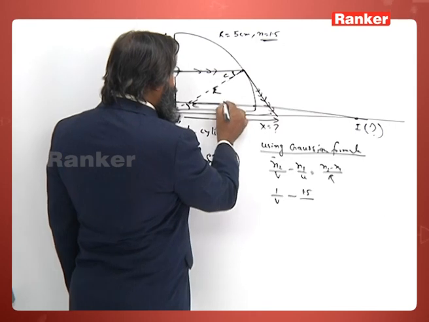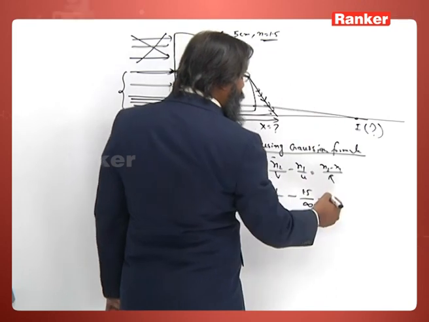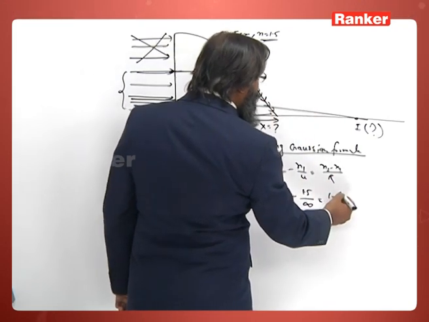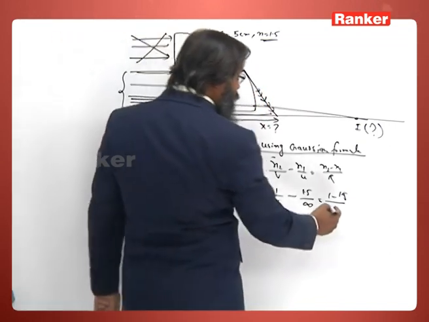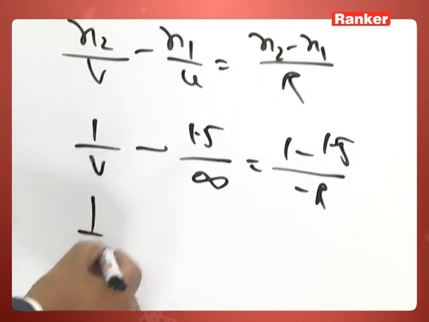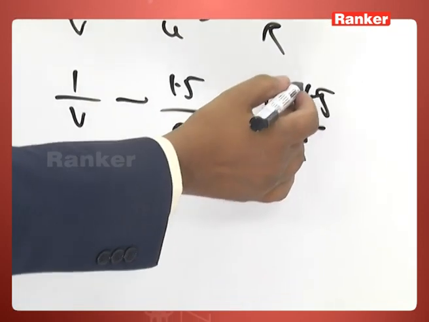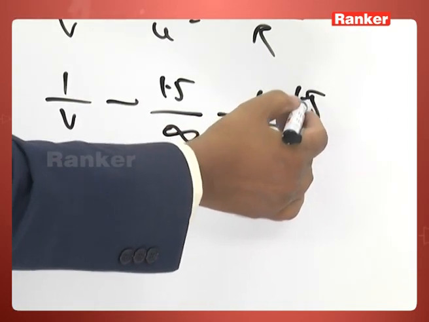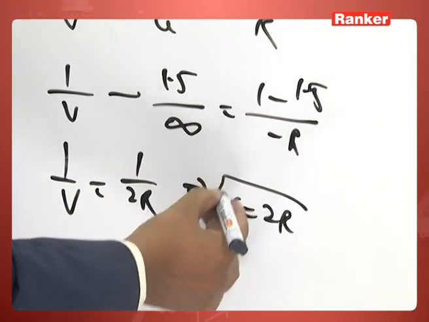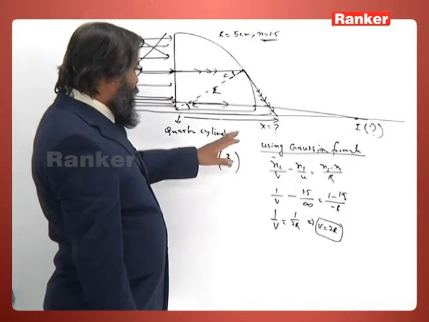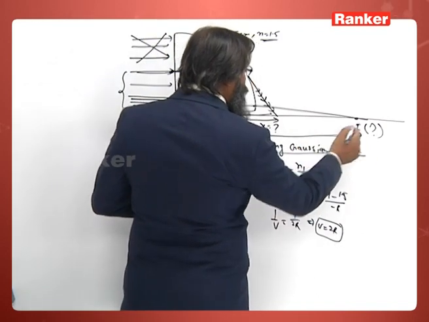U is the object is at infinity, the rays are parallel, so it is infinity. N2 is 1 minus N1 1.5 by R. You see R is lying this side, center of curvature, so minus R. So we have 1 by V, this 0.5, that is 2 by R. 1 minus 1.5 is 0.5, minus and minus minus cancel, so 1 by 2R implies V is equal to 2R. So now you see this 2R from this end, the image is formed.